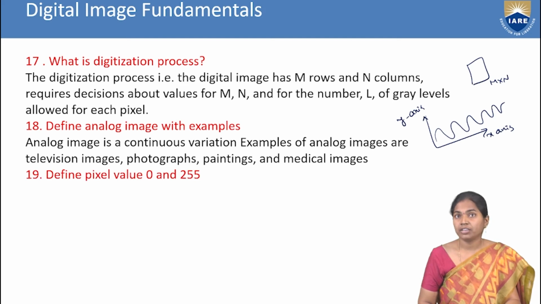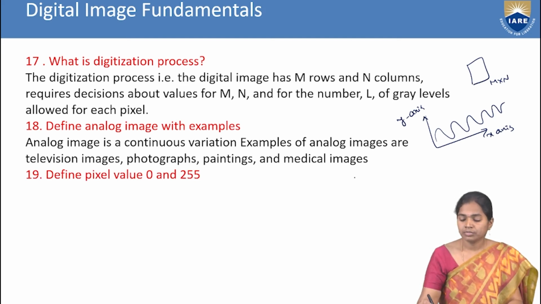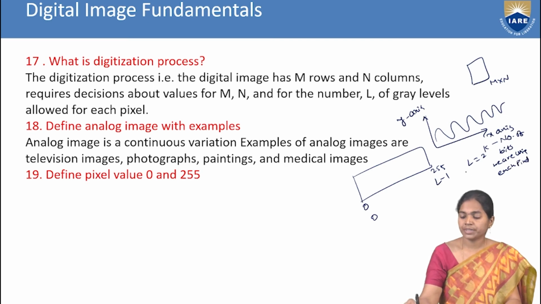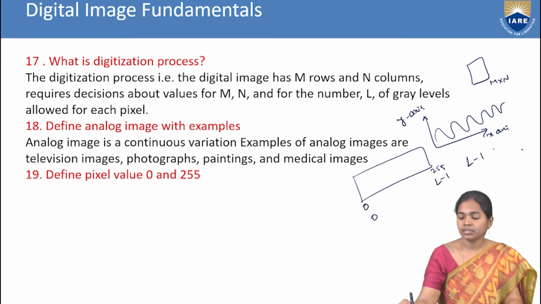Define pixel values 0 and 255. The range is 0 to L minus 1. In an image, L equals 2 power k, where k is the number of bits we use for each pixel, and L minus 1 is the maximum gray level value.